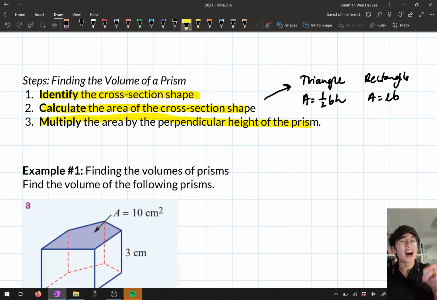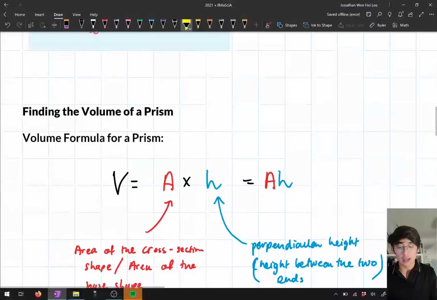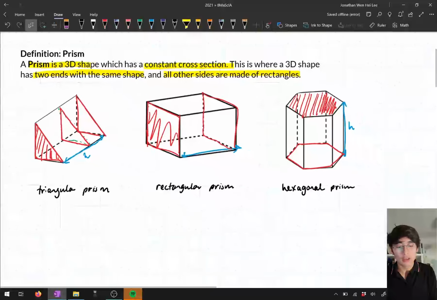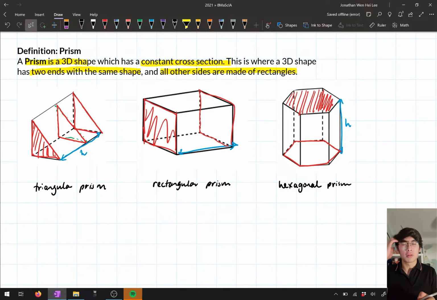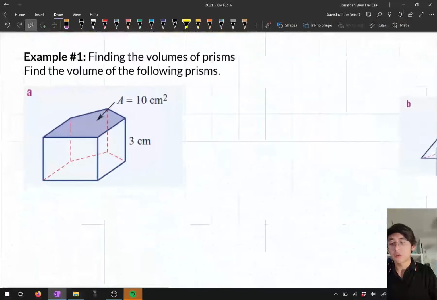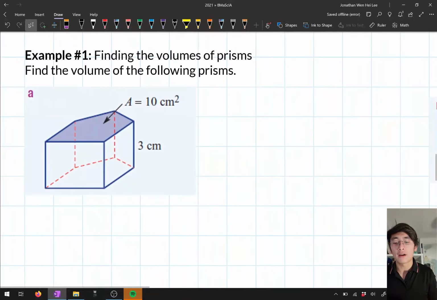So we just want to find that height, like over here, that height value, and multiply the area by that height. So let's have a go at a couple of examples of this. First one over here. Here we want to find the volume of the following shapes. So let's have a look at this first one. I have this particular shape.